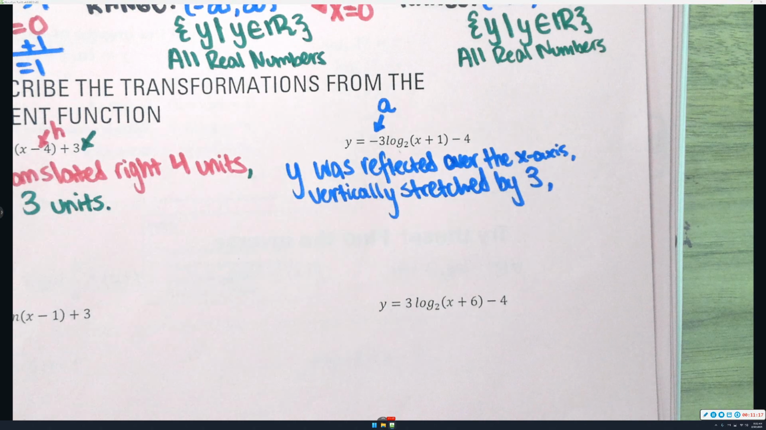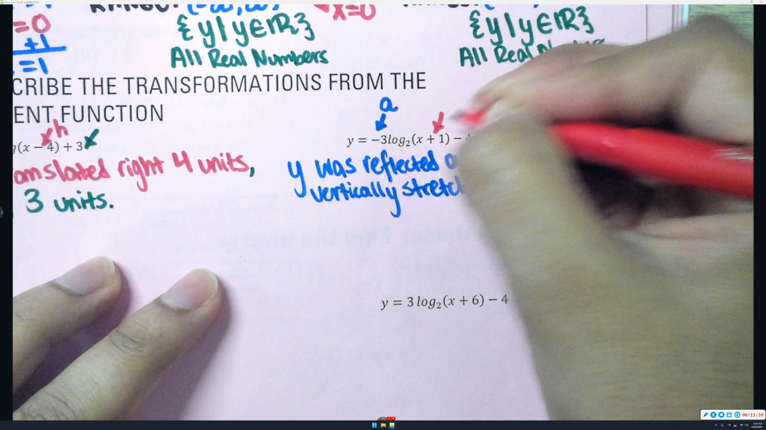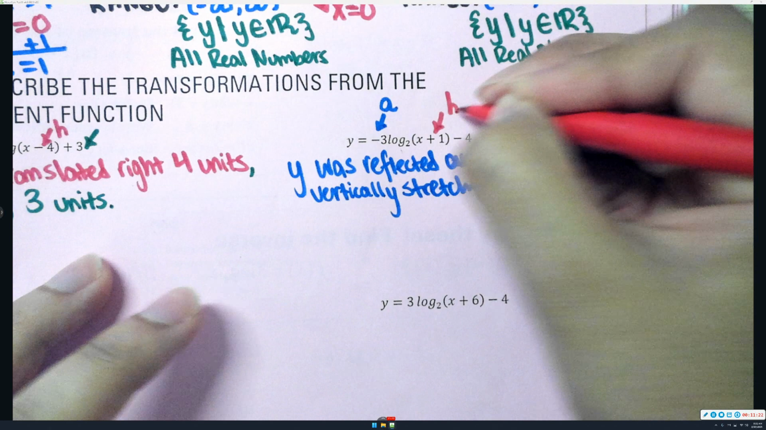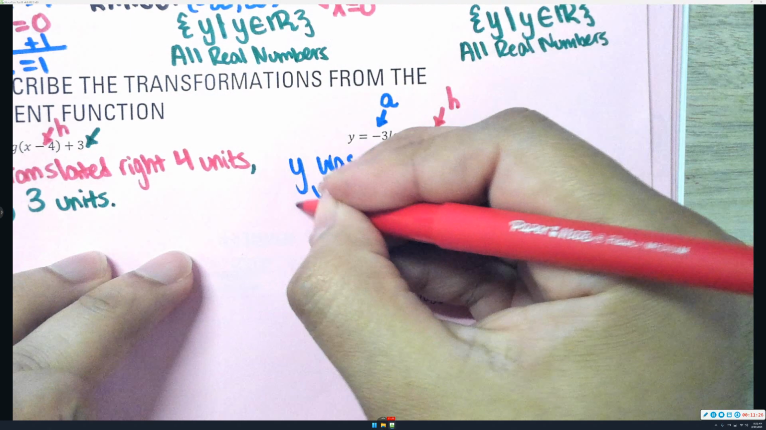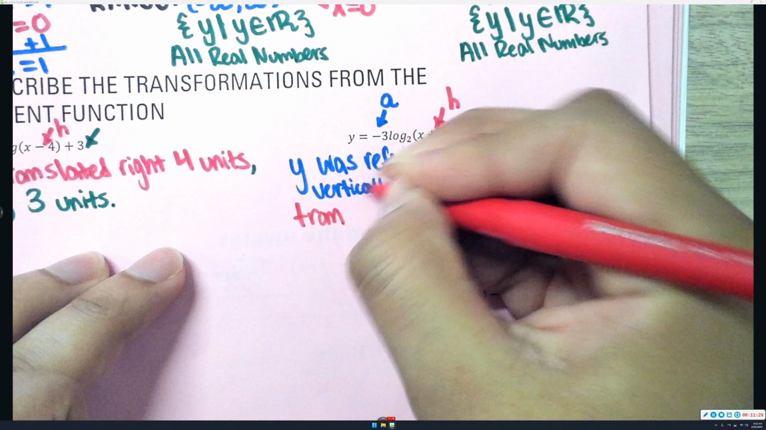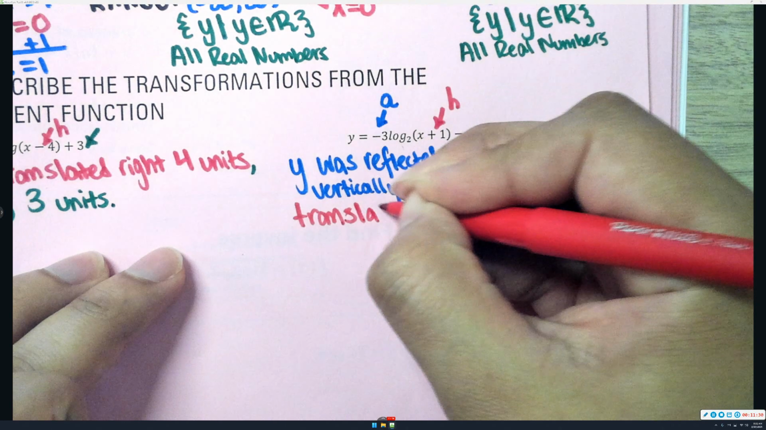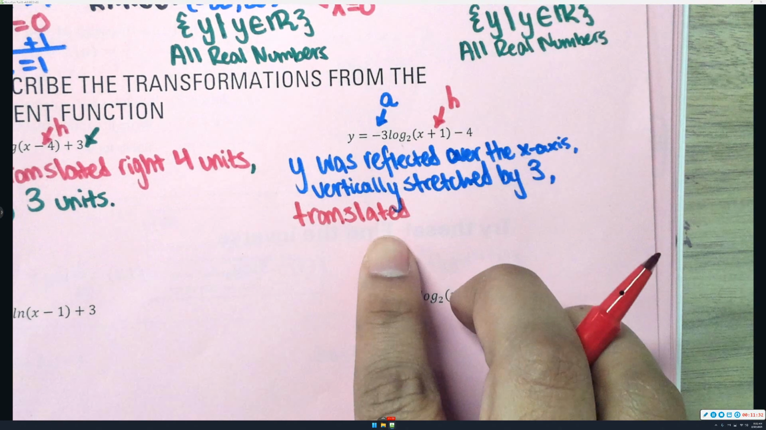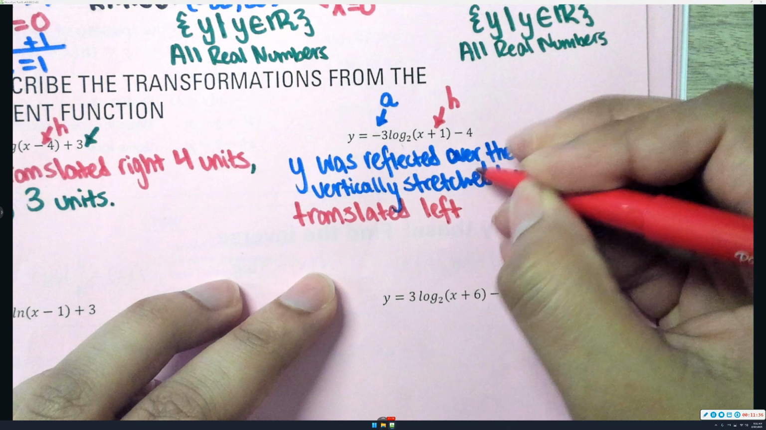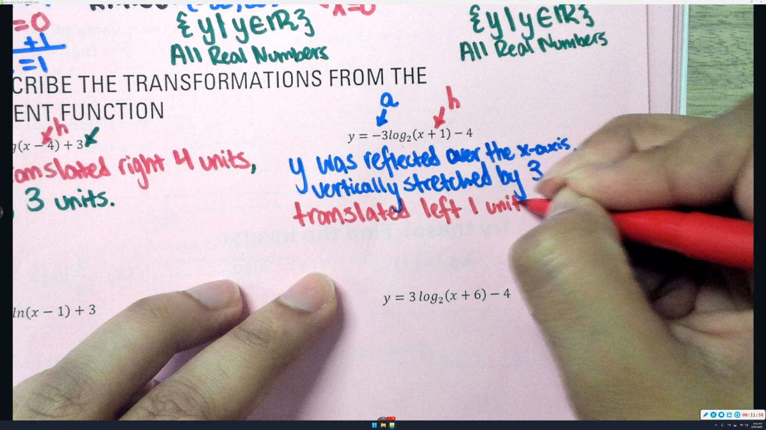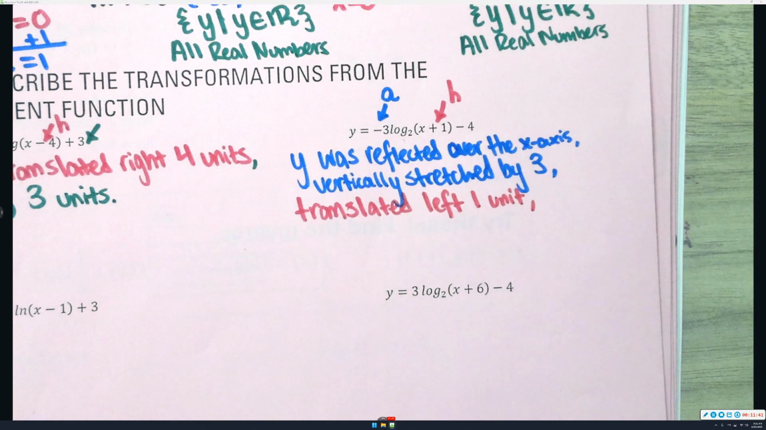Yes? Okay, awesome. All right, and then we have our h value, that's a plus 1, correct? So if it's a plus, it's going to go to the left. So let's write that down. So translated, you have to mention that vocab word, okay? Translated, or you can say shifted, correct? So translated left 1 unit, comma, and now we look at the k value.